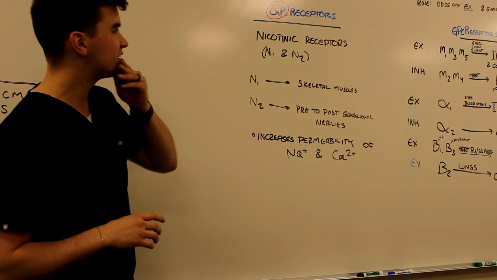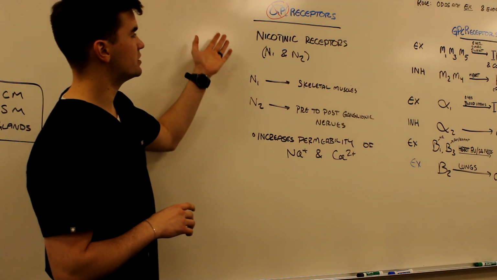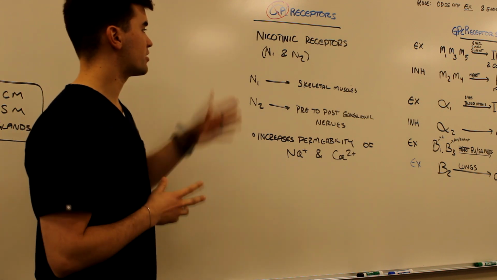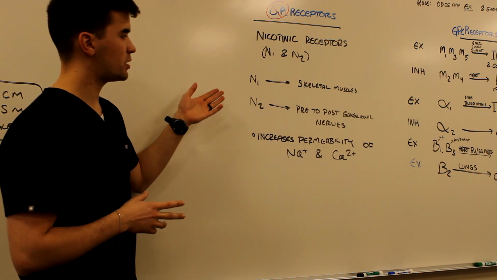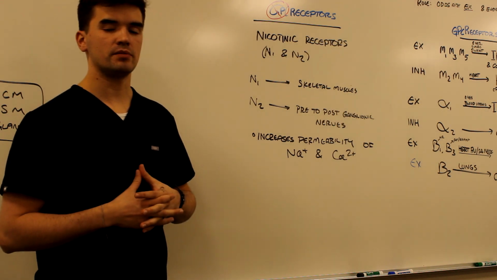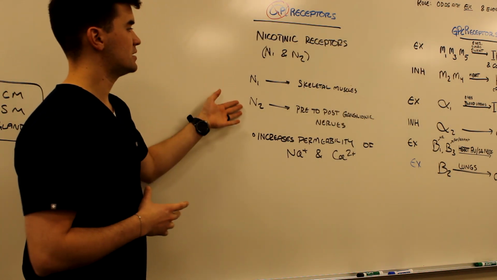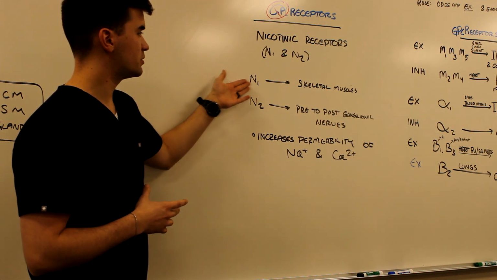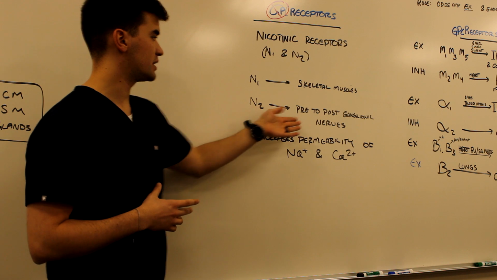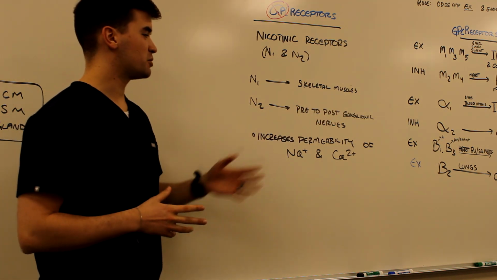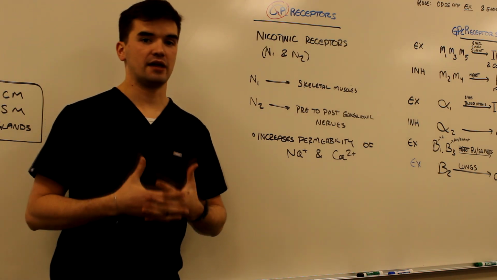Alright, so we've mentioned nicotinic receptors before. Let's talk about them real quick. So nicotinic receptors are not G protein coupled receptors. They are a different type of receptors that are in our skeletal muscles as well as our pre to post ganglionic nerves. We'll draw them, we'll show you them, don't worry about it. But just have this information in your mind, that nicotinic receptors involve N1, which is skeletal muscles, and N2, which relates to pre and post ganglionic synapses. One of the main functions of these is that they increase permeability of sodium and calcium.